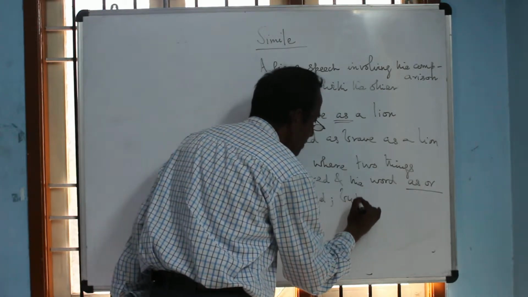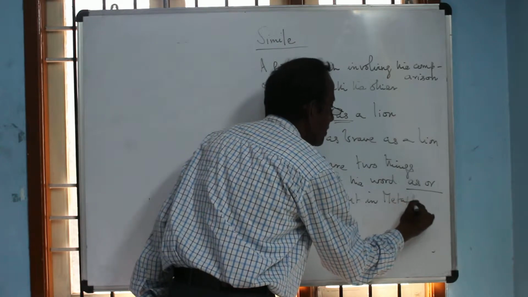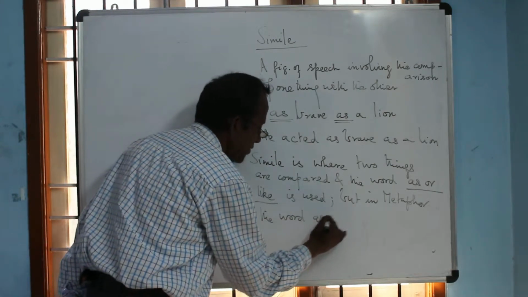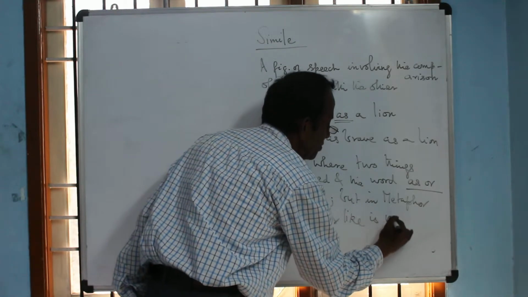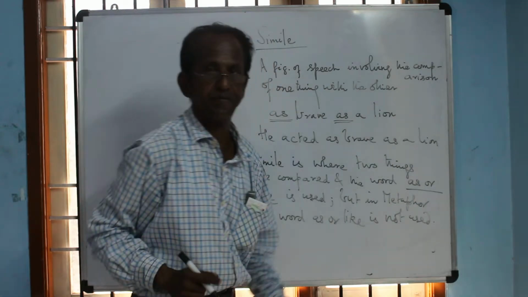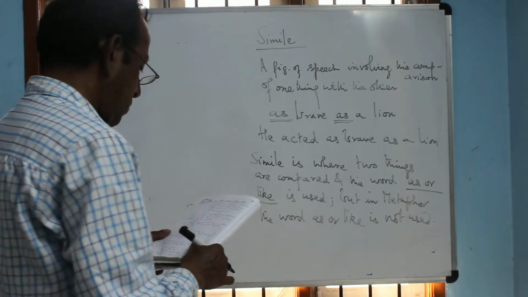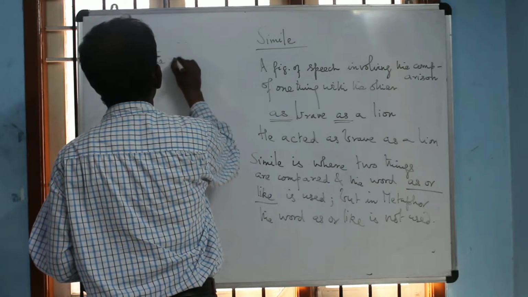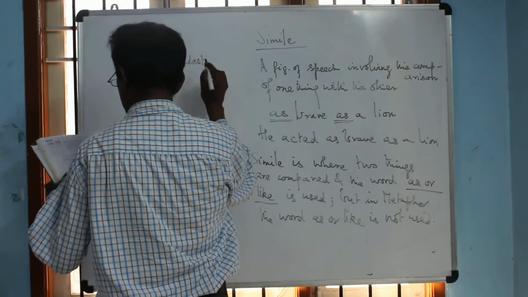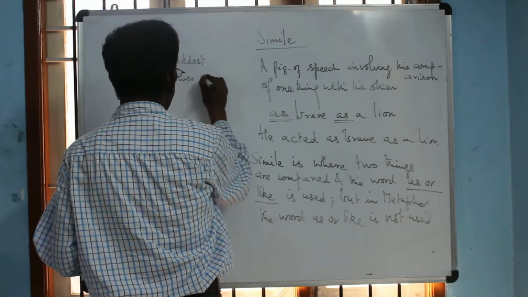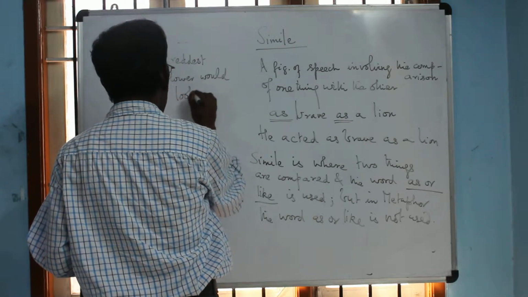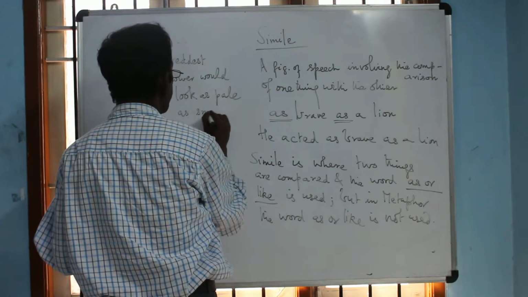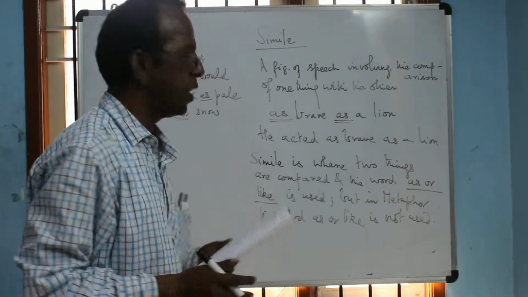But in metaphor, the word as or like is not used. That is metaphor. Okay, you see, the reddest flower would look as pale as snow. See, once again, as comes. This is simile.